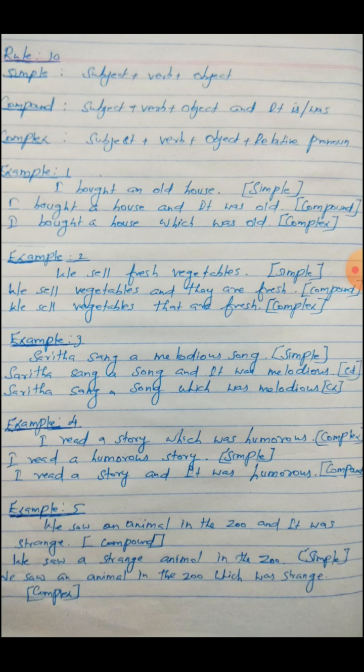Compound sentence. We can write is or was here because read is present tense and also past tense. So we can write I read a story and it was humorous, or I read a story and it is humorous. Both are right. So I read a story which was humorous, complex. I read a humorous story, simple sentence. I read a story, it was humorous, that is a compound sentence.